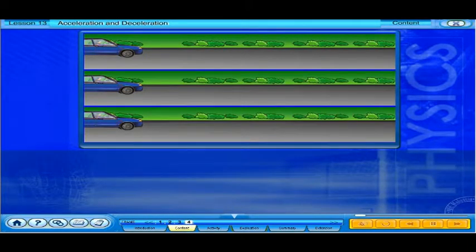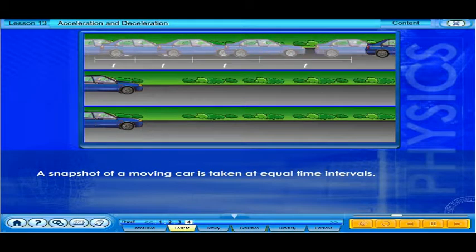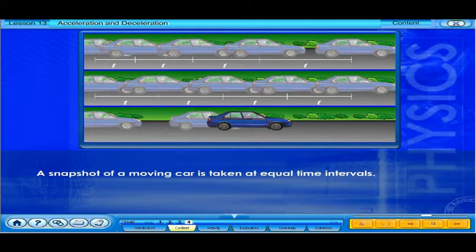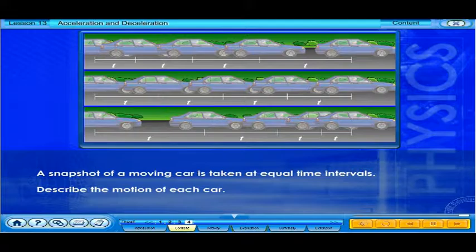An accelerating object can be observed through a trail of stroboscopic pictures. A snapshot of a moving car is taken at equal time intervals. The car moves to the right. The distance between images in the trail provides information on how fast the car moves in a certain time. Describe the motion of each car.